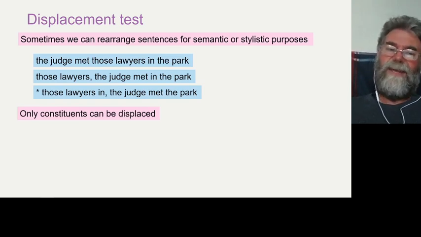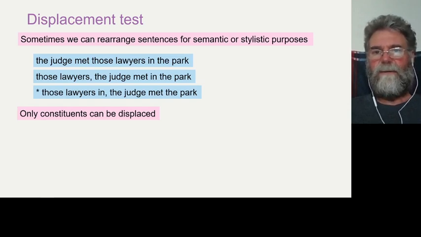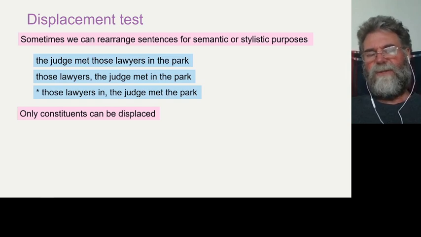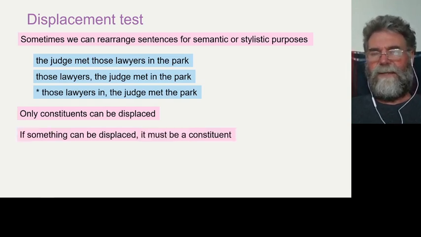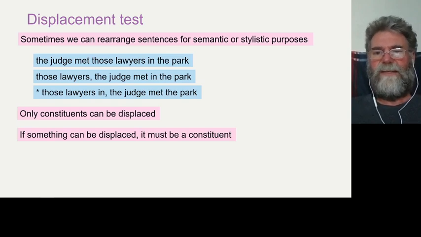So again, it's only a restricted amount of things that can be rearranged or displaced, and it turns out it's only constituents, things that are actual phrases or parts of a sentence, which can undergo this kind of rearrangement. And therefore, again, we can take that observation, turn it on its head, and use it as a way of finding out what the constituents of a sentence are, because if something can be displaced, then it must be a constituent.